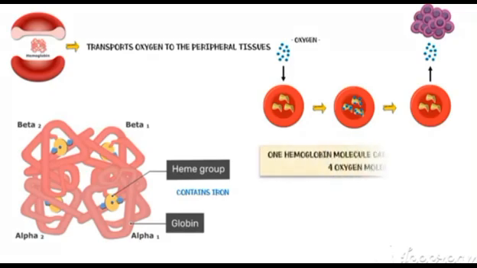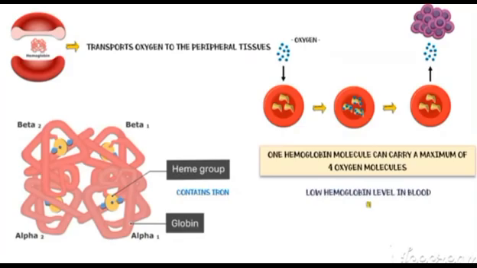As one hemoglobin molecule contains 4 heme groups, it can transport a maximum of 4 oxygen molecules. When hemoglobin level in blood is low, it reduces the oxygen carrying capacity of blood, which results in inadequate oxygen supply to the tissues. Normal hemoglobin level in blood for women is from 12 to 15.5 grams per deciliter. And for men, it is from 13.5 to 17.5 grams per deciliter.